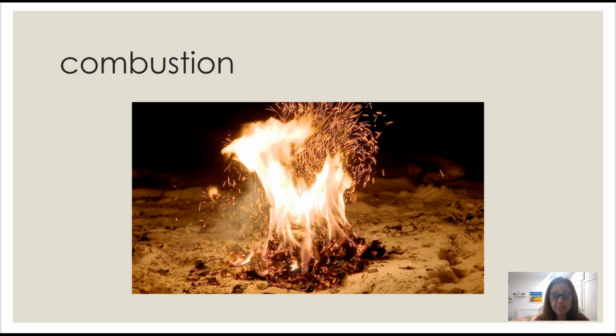Now everyone loves a fire, and a fire is a type of combustion reaction. In the case of a general fire, we are looking at burning a fuel, and in most cases your fuel is wood and you're burning it to produce heat. Heat is a byproduct of all combustion reactions.